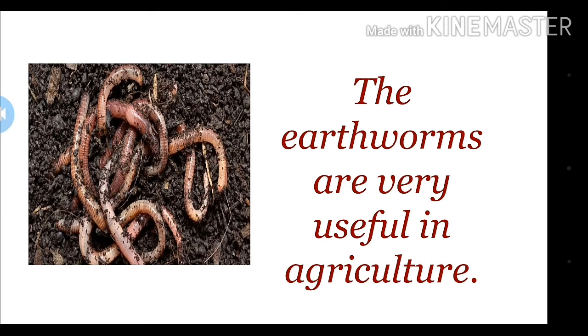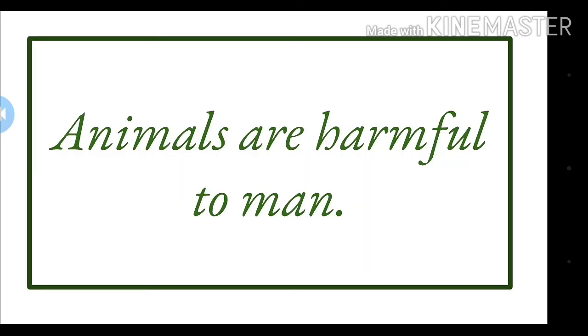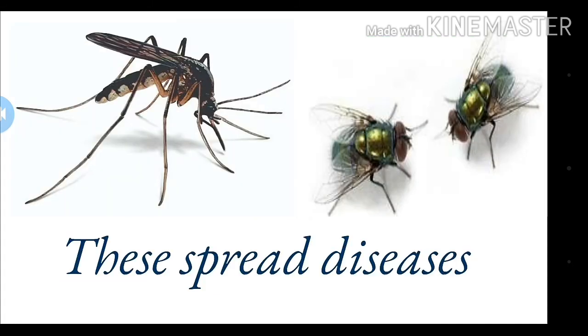And now we will see the second type, that is the harmful living things, which are just the opposite of living things which are useful. We'll learn about the harmful living things. The animals. How are these animals harmful to man? Almost all the animals are harmful to man. But how? We will learn about how they are harmful to man.